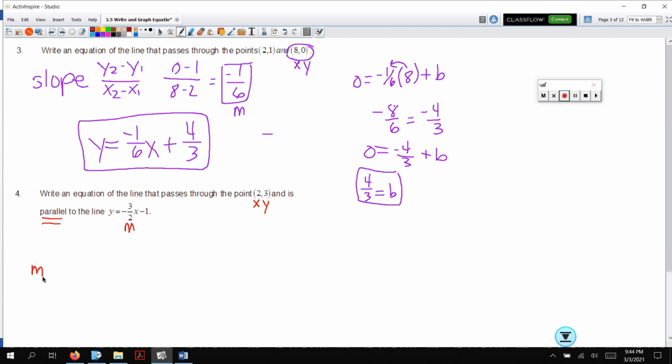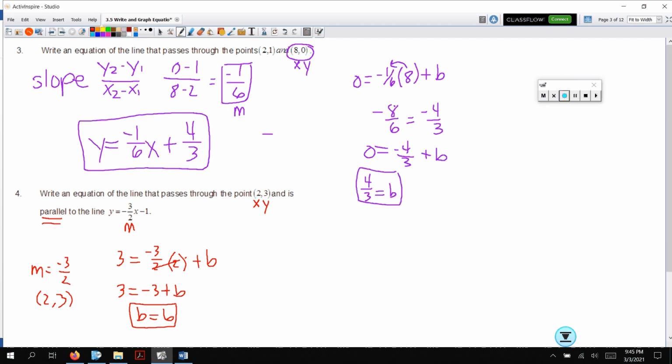So m is negative 3 over 2, and I'm going to use the point 2 comma 3. I'm going to plug it into y equals mx plus b. So 3 equals negative 3 over 2 times 2 plus b. So I can find my y-intercept. 3 equals, when I multiply negative 3 over 2 times 2, the 2's cancel each other out, and I just have negative 3 plus b. Add 3 to both sides, and I get b is equal to 6.